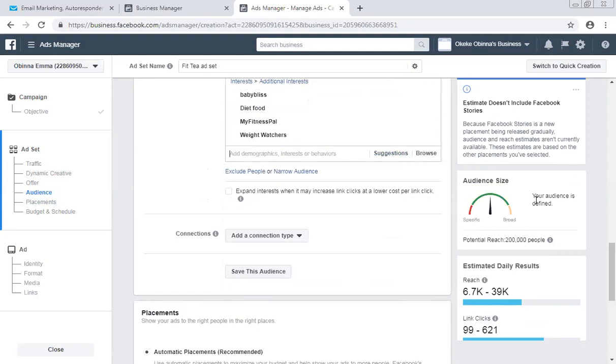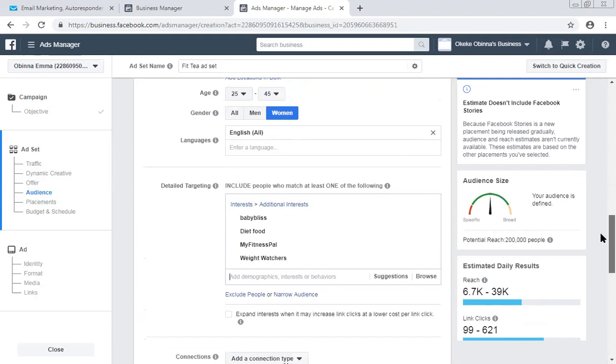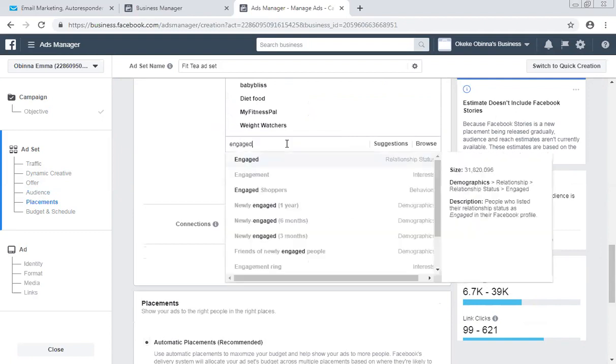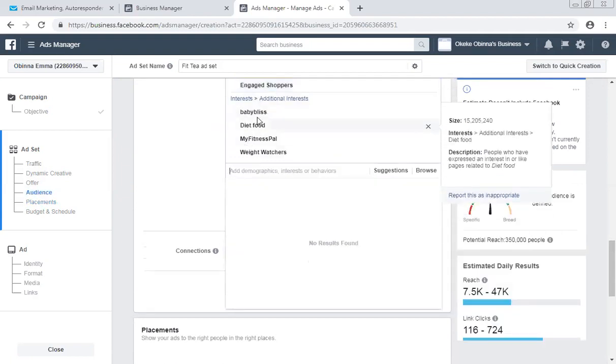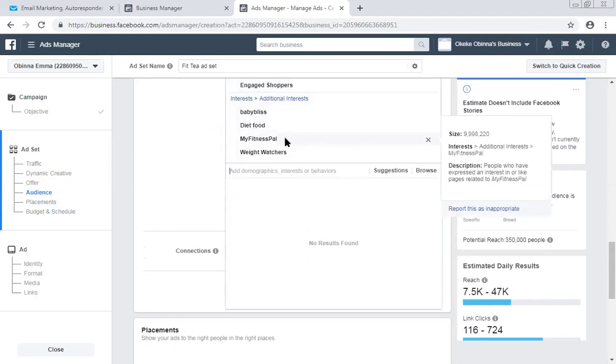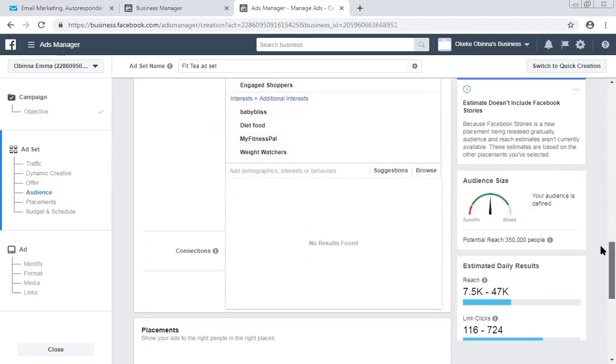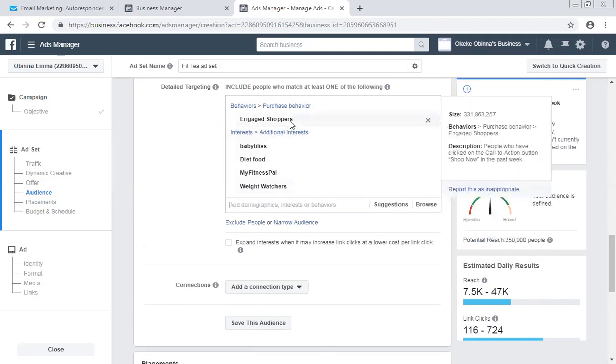All right. So that's that with filling in your detailed targeting. There is another one I like including when it comes to behavior: engaged shoppers. Engaged shoppers, that's a behavior. So I'm not just targeting all these brands, websites, celebrities, and Facebook pages that I know my ideal prospect would be interested in. I also want Facebook to show my advert to those who have a track record of buying online. So I target engaged shoppers.